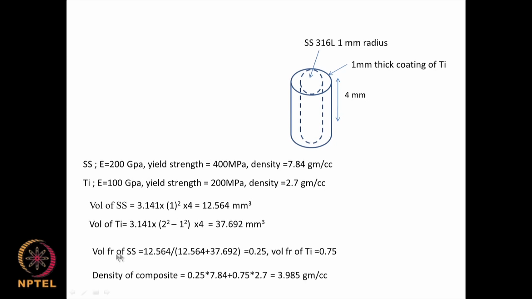Now, volume fraction of stainless steel. So what you do? You take 12.56 divided by this plus this. So this is 0.25. So volume fraction of titanium is 0.75. So the density of the composite is 0.25 into 7.84 plus 0.75 into 2.7, 3.984 grams per cc, that is the density of the material. As you can see, it is more like titanium because the volume of titanium is very high, and you are using volume fraction in this model.